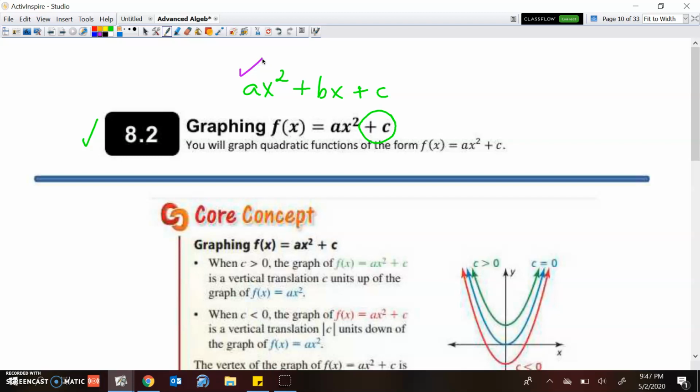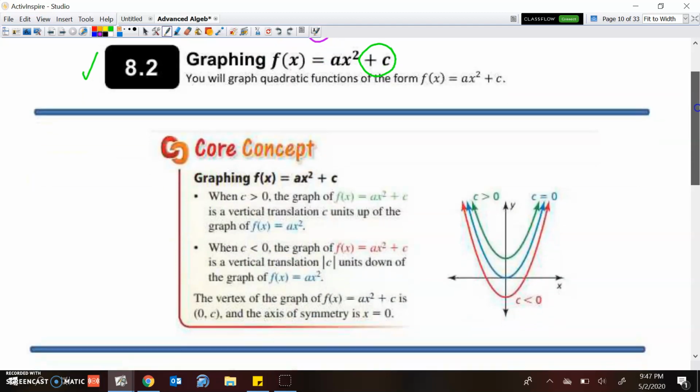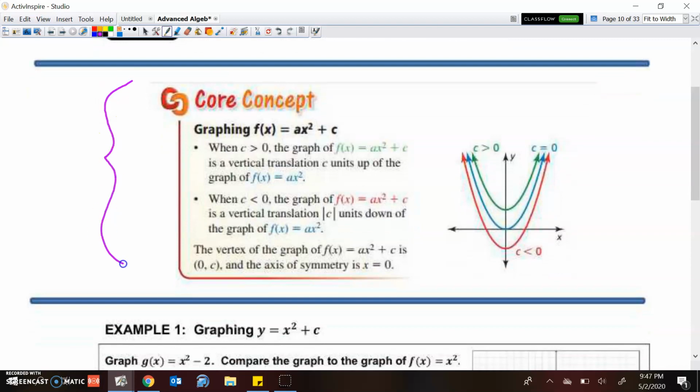We'll talk a little bit about it throughout this lesson as well, but see me if you're still having troubles. And today we're going to talk about what c does, okay? And that will leave b for lesson 8.3, okay? So let's scroll down. Now they have all of this written out right here for us. I'm just going to show it to us in Desmos.